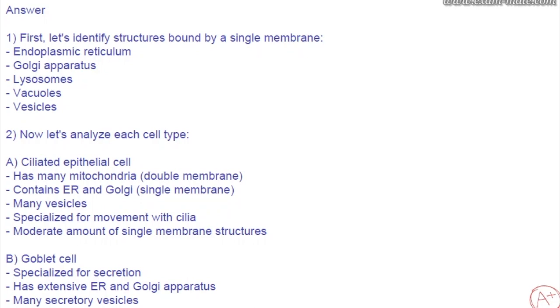Contains ER and Golgi, single membrane. Many vesicles. Specialized for movement with cilia. Moderate amount of single membrane structures.